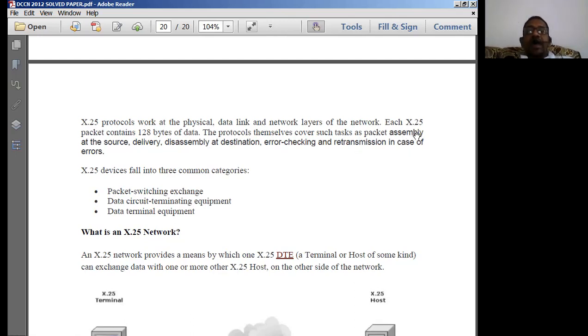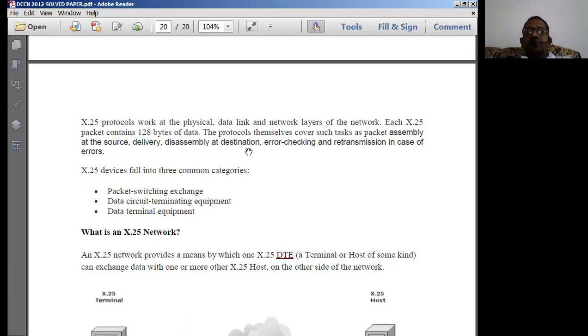Packet assembly is done at the network layer for X.25 network communication at the source, and delivery of packets through the intermediate nodes between the two computers, called the source and destination computers, and disassembly at the destination.